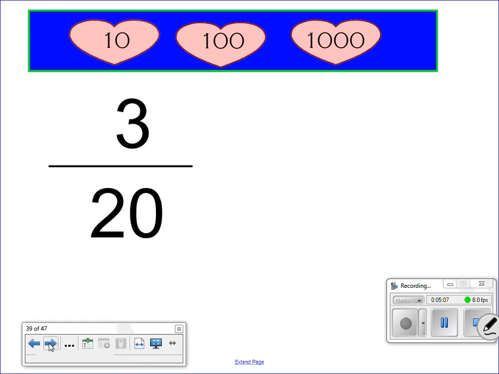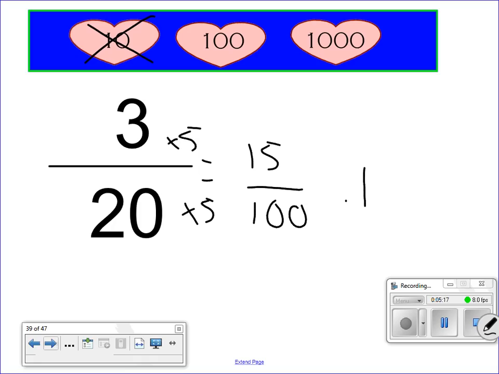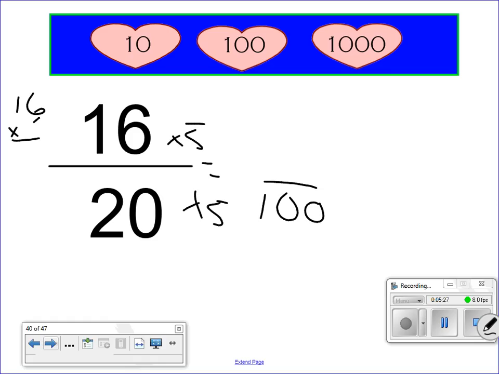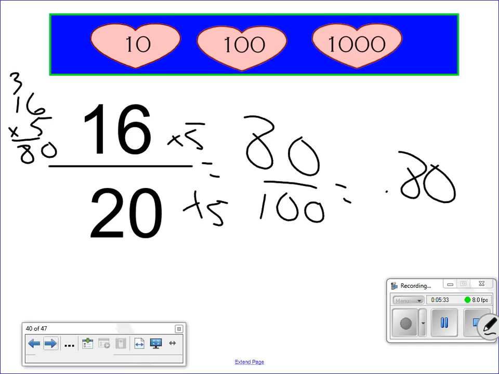3 over 20, can this go into 10? It can't. Can it go into 100? It sure can. Into 100, boom. Times 5 times 5 gives me 15. 15 hundredths. That's how you'd write that as a decimal. Can this go into 100? Can. Times 5 times 5. 16 times 5 gives me 80. 80 over 100, 0.80.